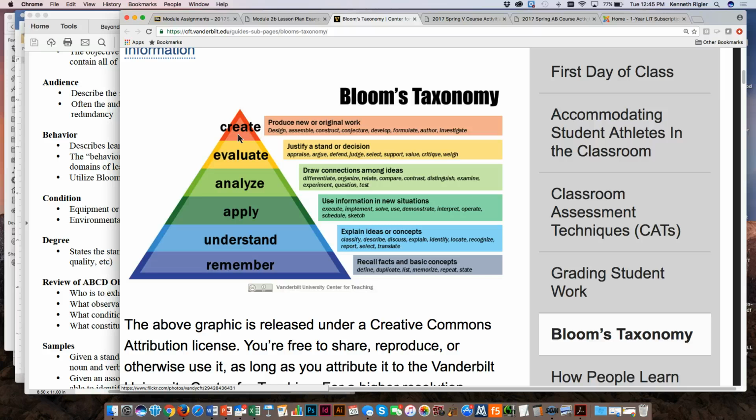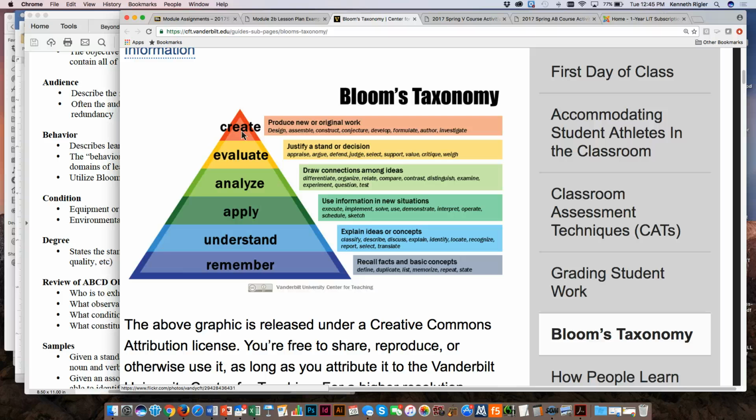Yeah. So kind of the idea here is we have different levels of thinking or levels of learning, and as we are teaching things, we want to incorporate all of these. Unfortunately, a lot of education stays where? Okay, at that lower level, right?